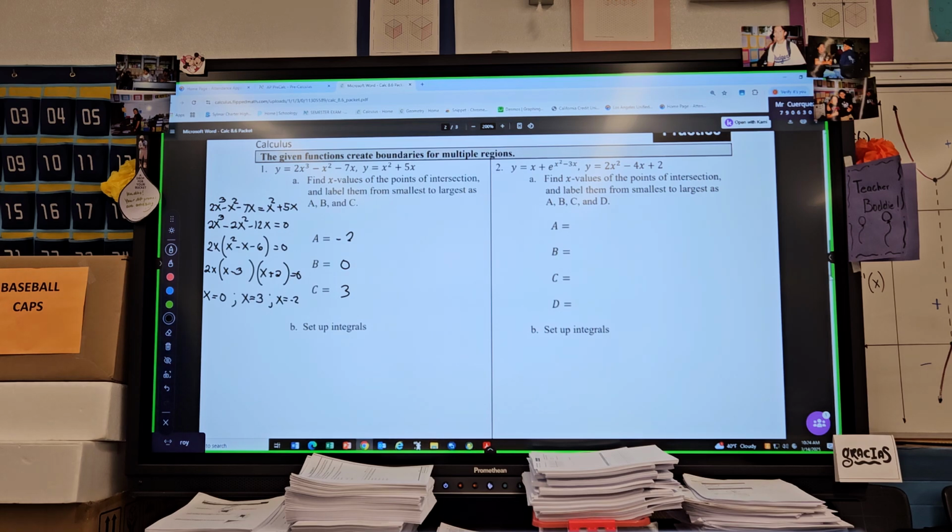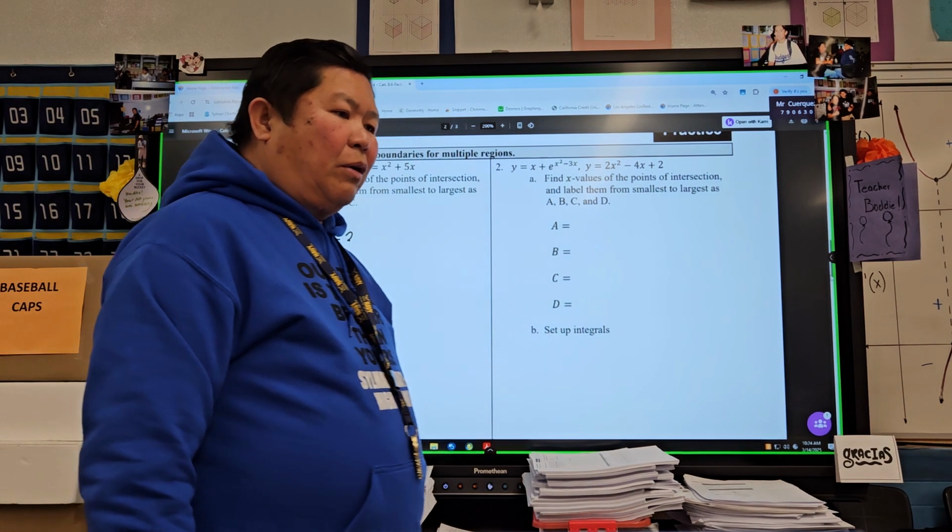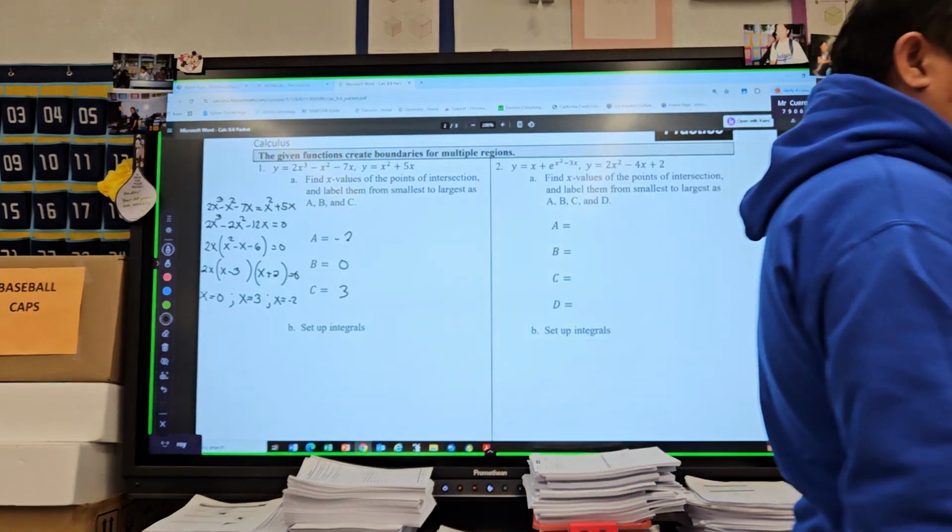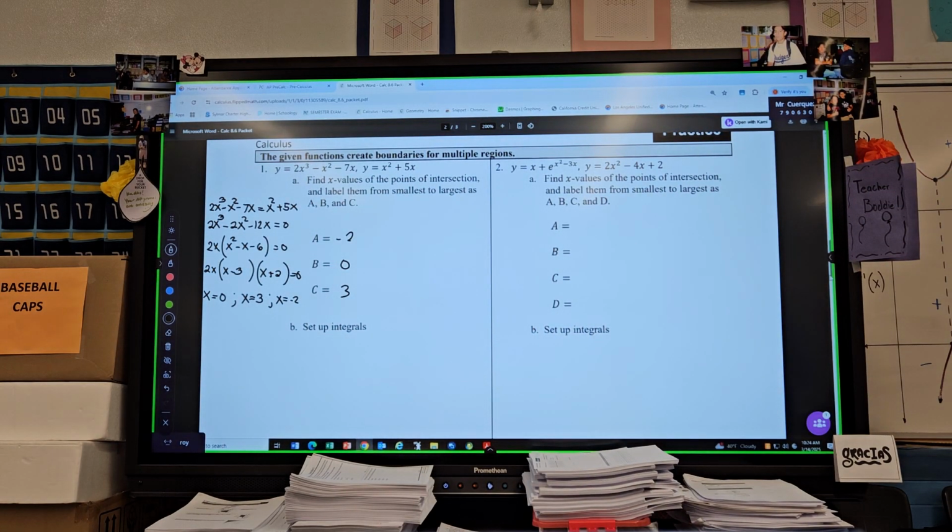So can you graph first using your calculator or Desmos? You have Desmos apps in your Chromebook, so you can see the upper curve and the lower curve. Okay, you can see the upper curve and the lower curve.